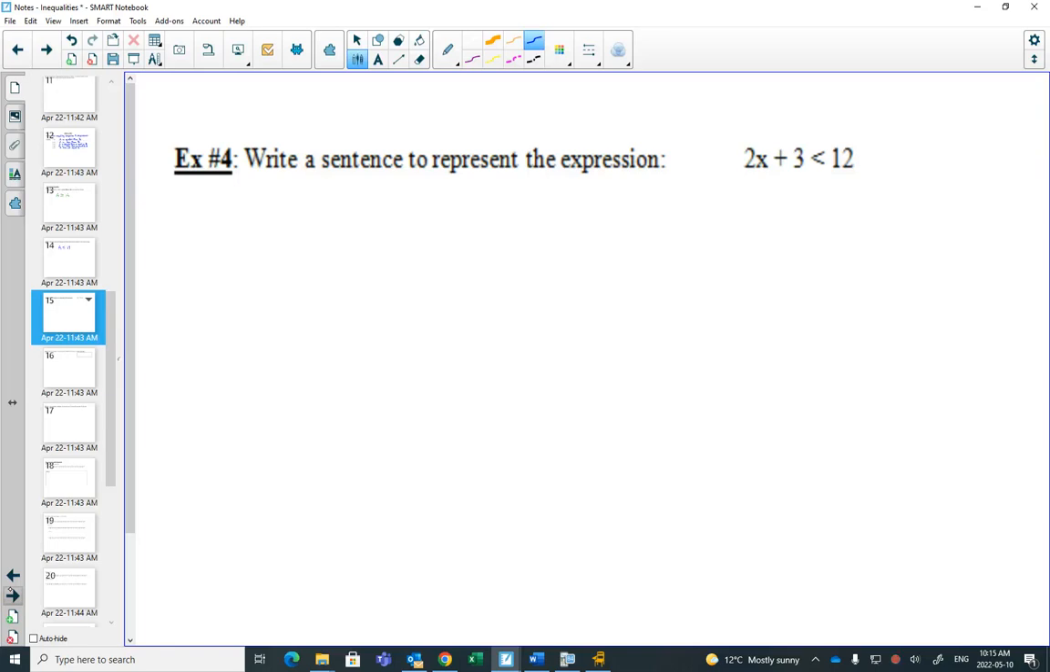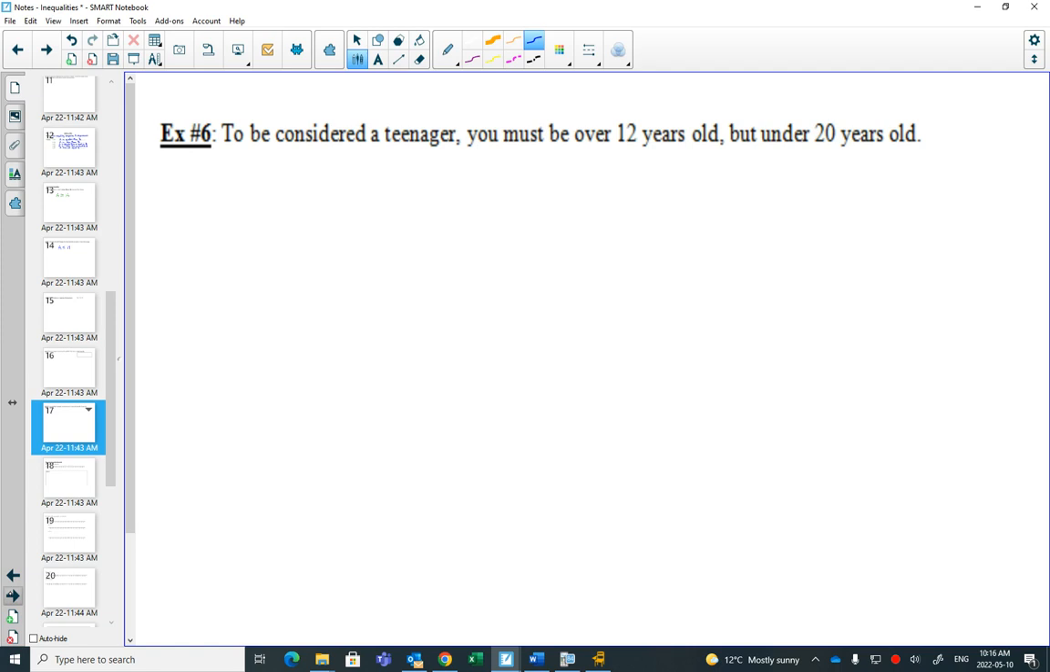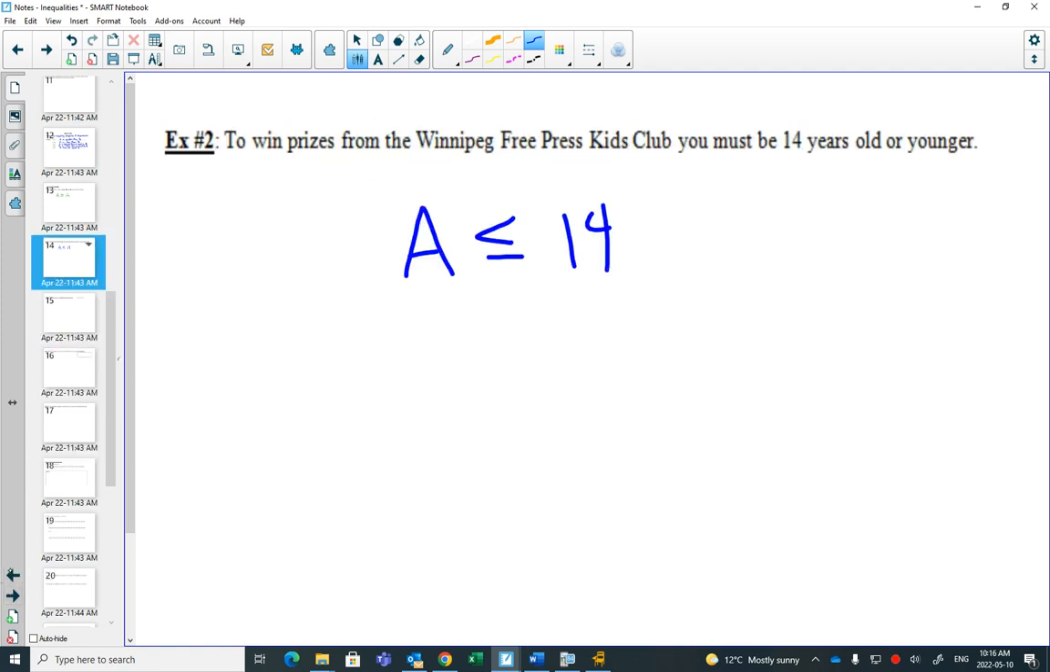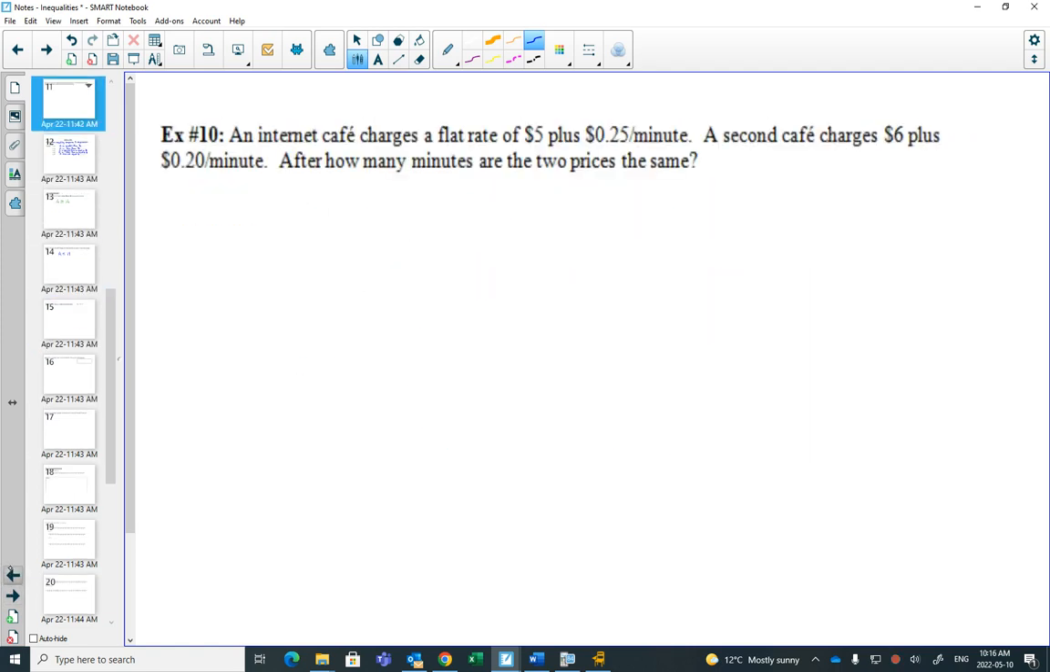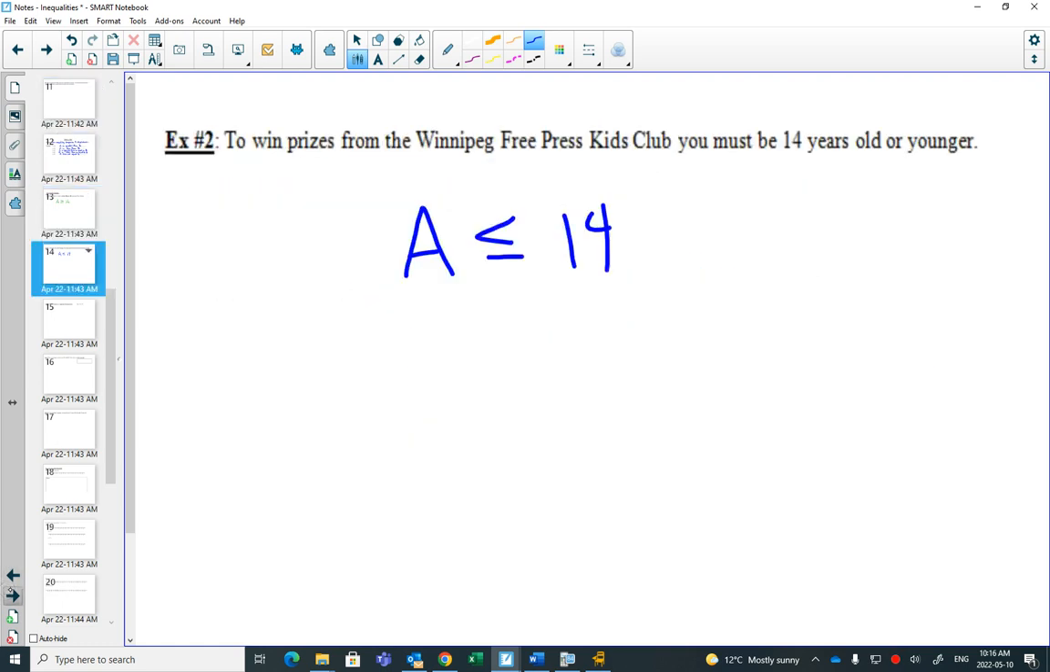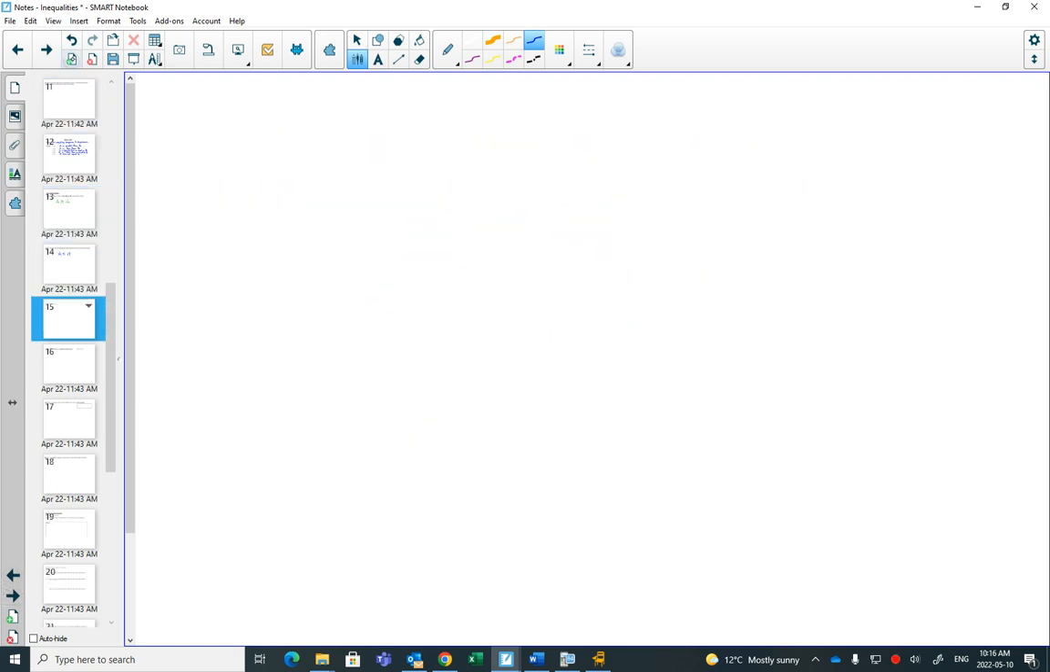So we're going to write a sentence just with math words. I skipped one. Did my number 3 just disappear? There we go. I'll add it in. Example 3. To ride a roller coaster at the fair, you must be more than 5 feet tall. And then they have this written.